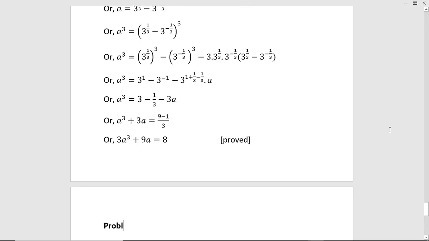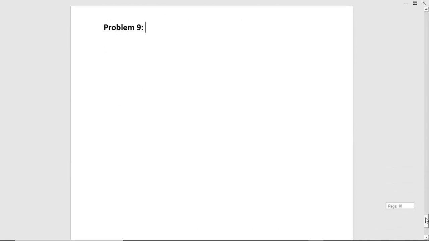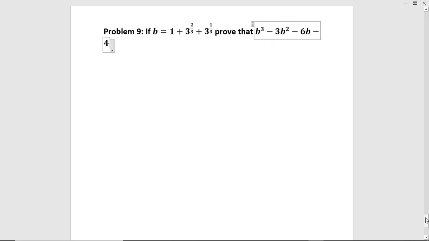So now we'll go to problem 9. Let's see what problem 9 says. If b equals 1 plus 3 to the power 2 by 3 plus 3 to the power 1 by 3, prove that b cube minus 3b square minus 6b minus 4 equals 0. This is also the same kind of math.